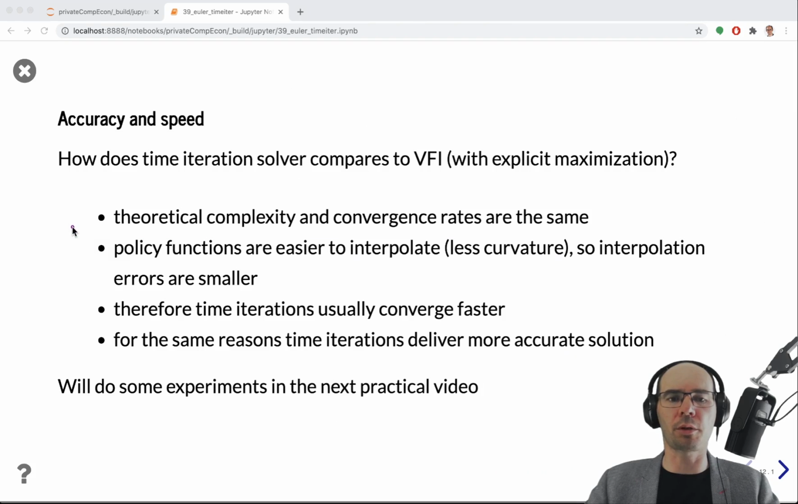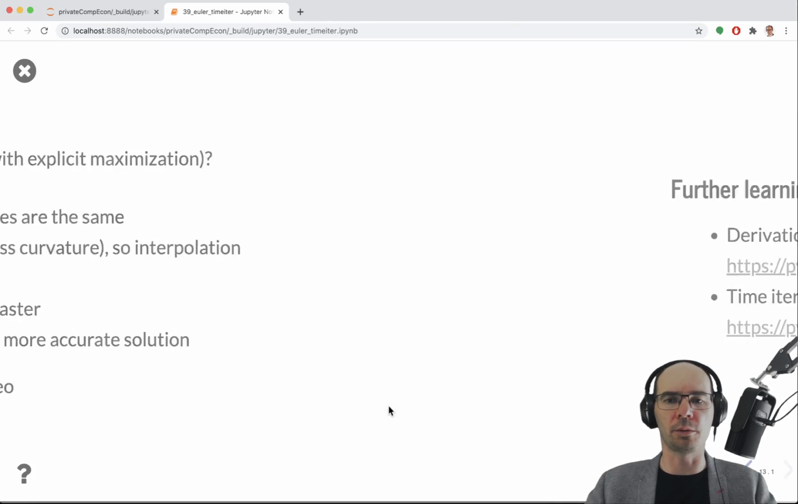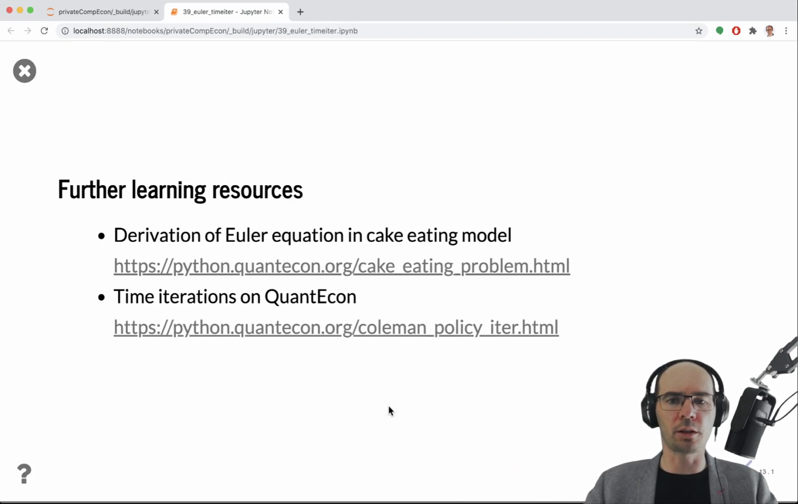So even though the theoretical properties of the solution methods could be the same, some of them may operate better than others. So we will do the experiments and some comparisons in the next video. But so far, this is it for this short video on the Euler equation and the time iteration solver. I think that there's a lot of practical work ahead of us, and so see you in that next video.